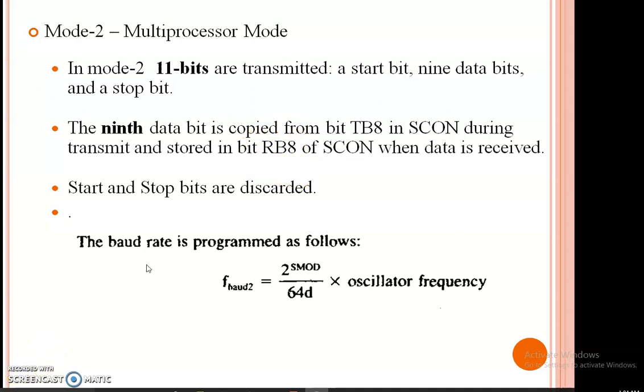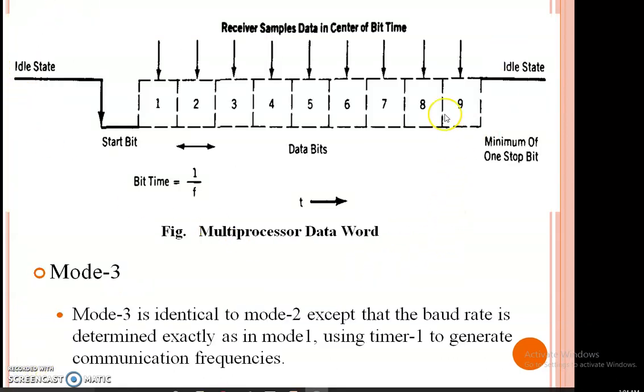In mode 2 we are using a fixed baud rate, that is nothing but oscillator frequency by 32 or by 64. So this is the formula we are using to generate the baud rate. So see this mode 2 data word diagram. One bit is the start bit, a low bit, nothing but logic 0 as the start bit, and 9 actual bits: 8 bits from SBUF, the 9th bit from TB8 or RB8. So 9-bit actual data, then one stop bit as logic 1. So start bit, 9 actual bits, 1 stop bit, altogether an 11-bit data word. This is used in mode 2.